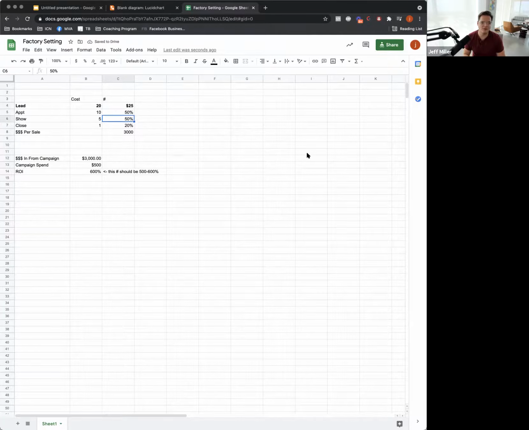What can I do to get a 50% show rate? What can I do to get a 50% close rate? And now all of a sudden we're even making more money, even though the cost per lead has 5x'd. This is how you should be thinking about your agency as a factory.